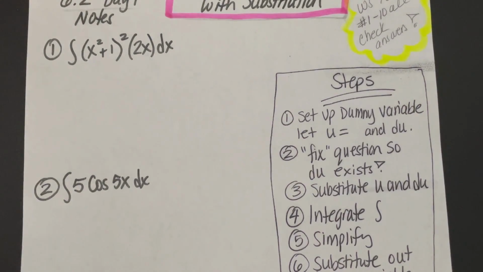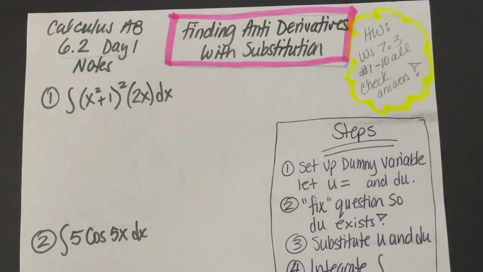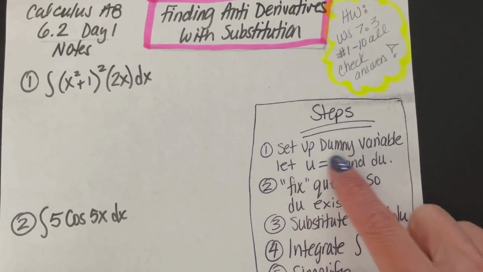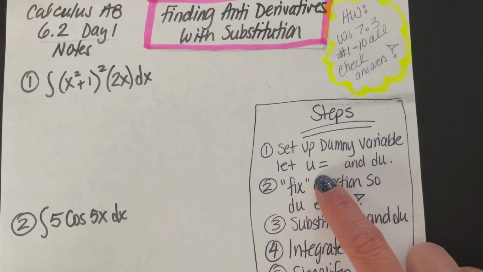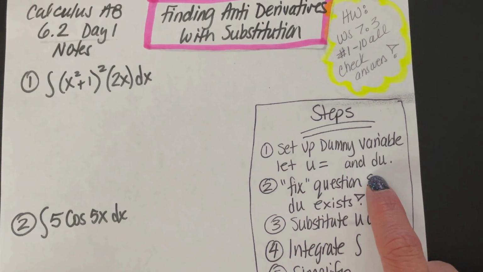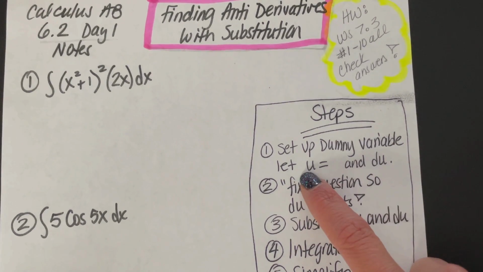Once I start going through these examples, we'll go through each of these steps and what they mean to do. Okay, so remember the warm-up, and we had to substitute in a u for the e to the x minus 1. It's that same type of idea. That's why that was the warm-up. So step 1 says to set up a dummy variable, let u equal something, and we also need to find the derivative, du, so the derivative of u.